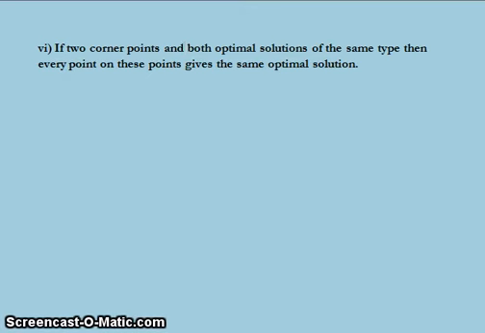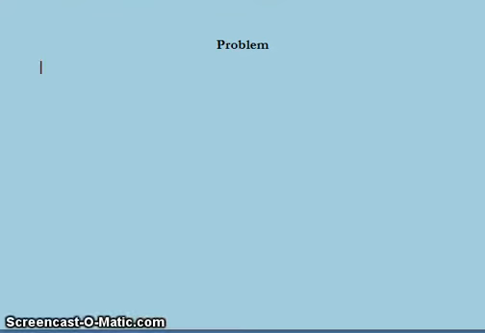The last step is that if two corner points of the feasible region R are both optimal solutions of the same type, that is, both give the same maximum or minimum value, then every point on the line segment joining these points gives the same optimal solution. Finally, we are going to deal with a numerical problem that is based on solving the given linear programming problem graphically by the use of the corner point method.